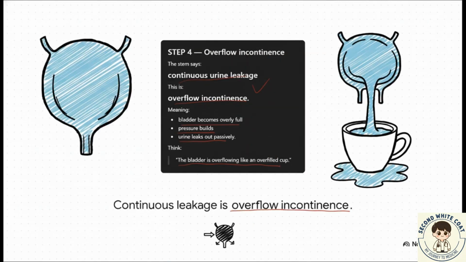Finally, we have that critical phrase, continuous urine leakage. This is your absolute trigger for overflow incontinence. Notice this isn't stress or urge incontinence. The bladder has become so overly full that the pressure simply builds and builds until urine literally just leaks out passively. Think of it exactly like an overfilled cup, where water is just spilling over the brim because it has absolutely nowhere else to go.